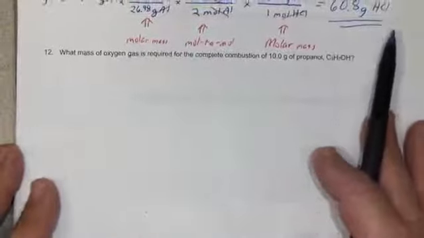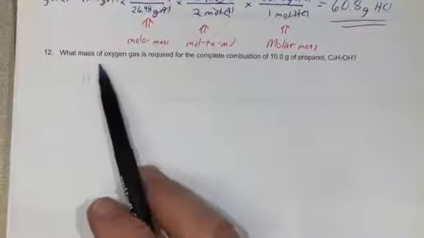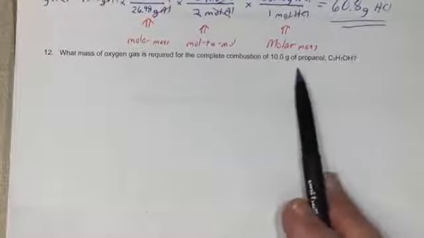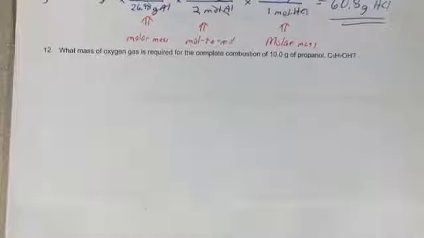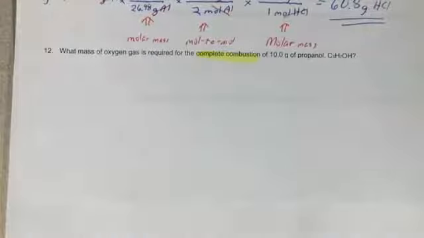Number 12, what mass of oxygen gas is required for the complete combustion of 10 grams of propanol? Well, the question is, what's the first thing I need for any reaction stoichiometry problem? How can I figure out the mass of oxygen gas for the complete combustion of this much propanol? Well, the first thing you need is a balanced equation. And so the balanced equation that I need to get there is a combustion reaction. So this says for the complete combustion. And you have to be able to write the balanced equation for the complete combustion of a compound.